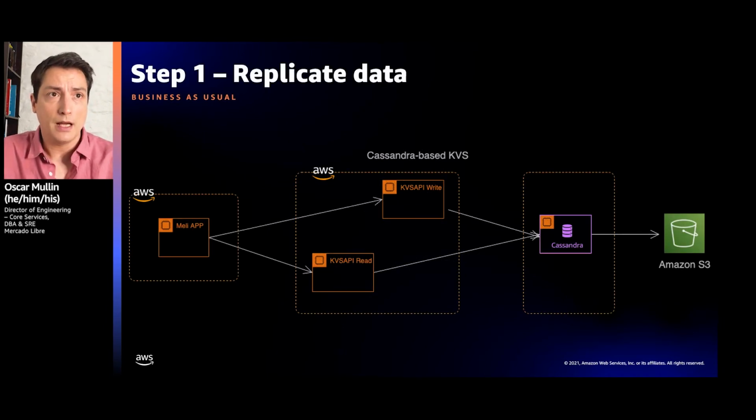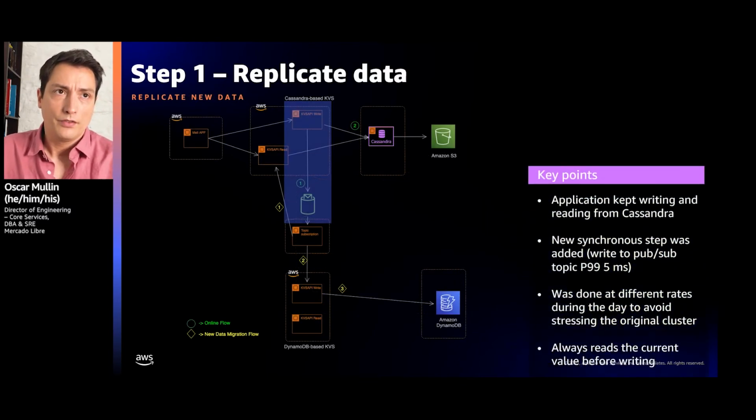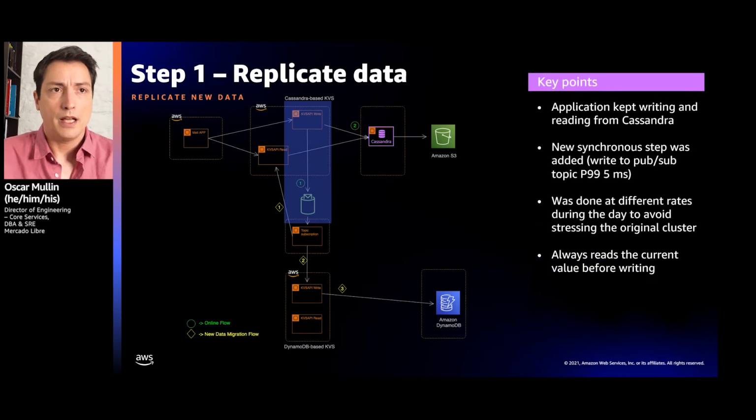So this was the setup of the Cassandra-based KVS. Any application talks to a KVS API write scope to write data into Cassandra, and then they talk with the KVS API read scope to read the data from Cassandra. And we use Amazon S3 for backups. So the first part of this migration was replicating the new data.